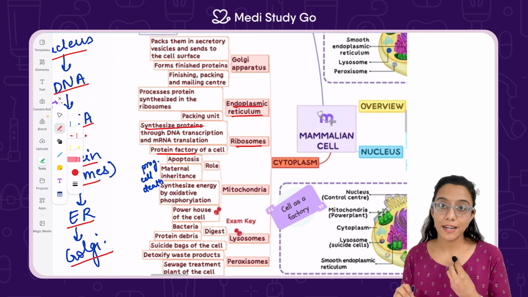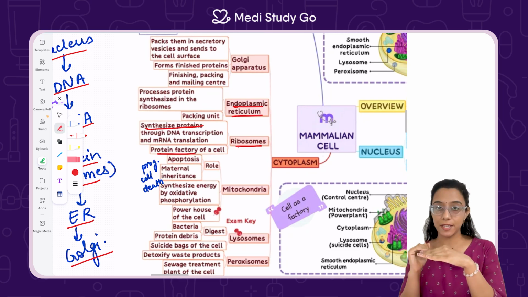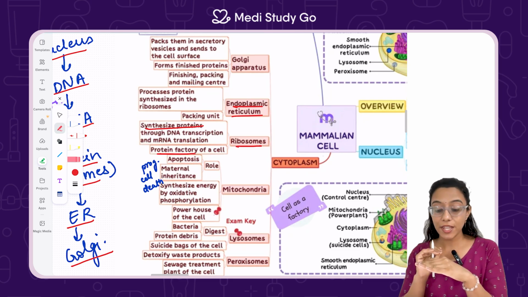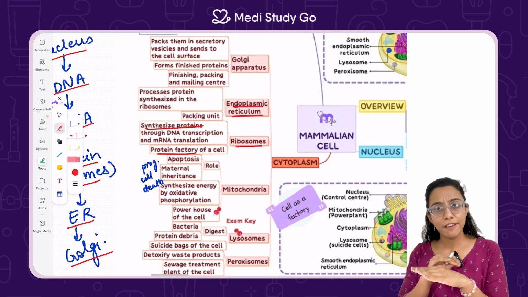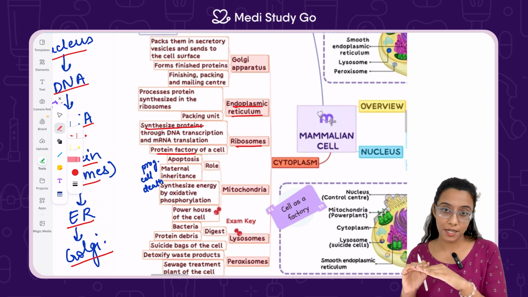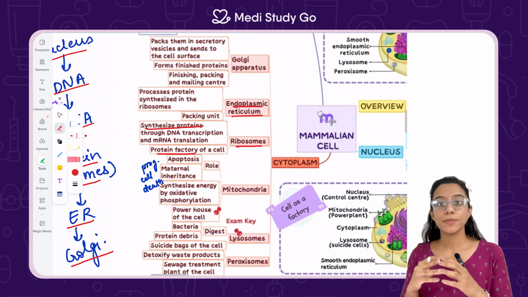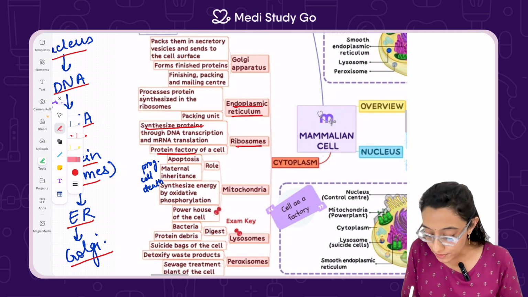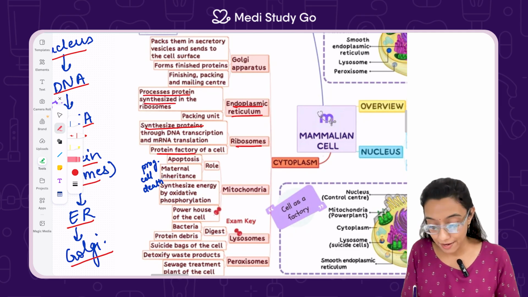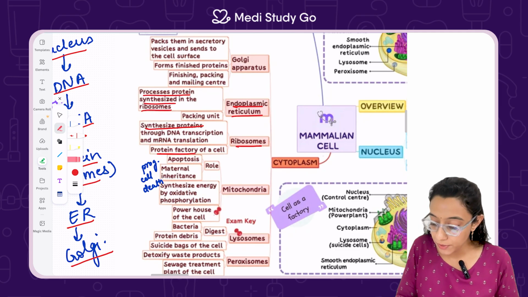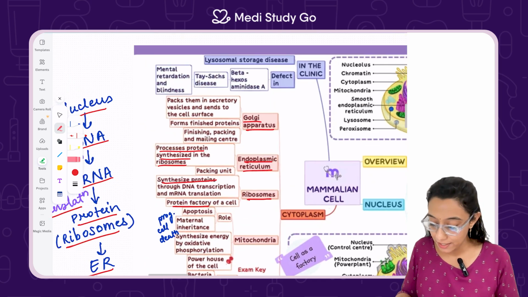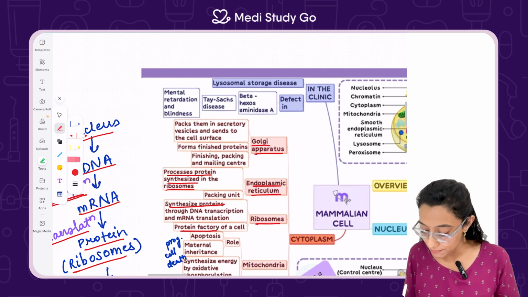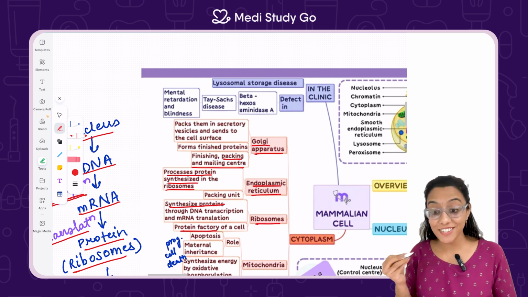When the ribosomes are attached to the surface of the endoplasmic reticulum, it looks rough, so it is called the rough endoplasmic reticulum. When there are no ribosomes attached to the endoplasmic reticulum, it is called the smooth endoplasmic reticulum, which functions to synthesize lipids. The rough endoplasmic reticulum functions to synthesize proteins. It processes the proteins which are synthesized in the ribosomes, and now these proteins go to the Golgi apparatus wherein they are packaged, and it is called the packaging center of the cell.